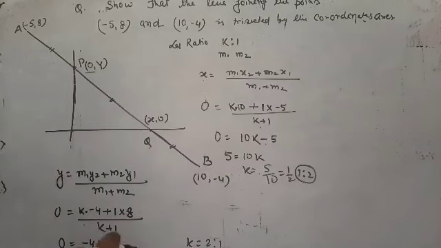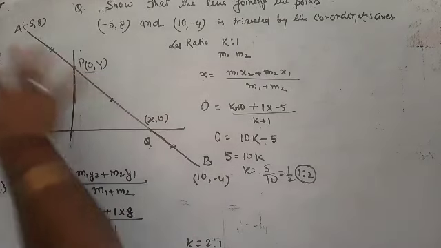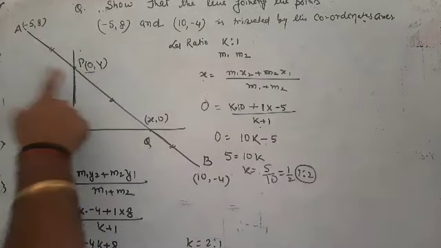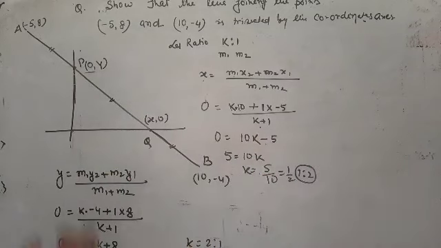So if P and Q divide the line in 1:2 ratio and 2:1 ratio, then it is proved that P and Q divide the line AB in 3 equal parts. You have to write this and finish.